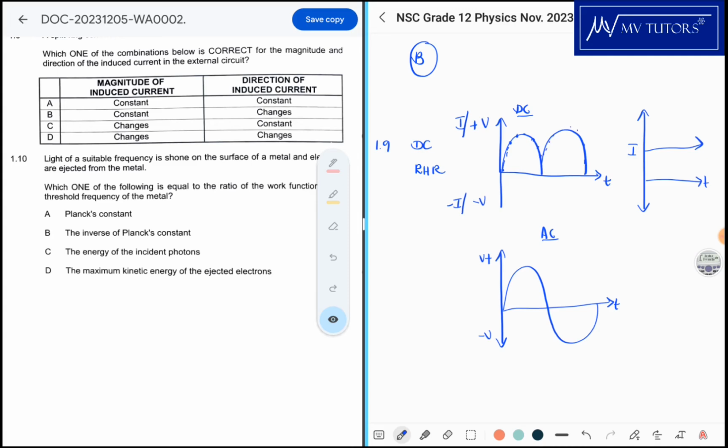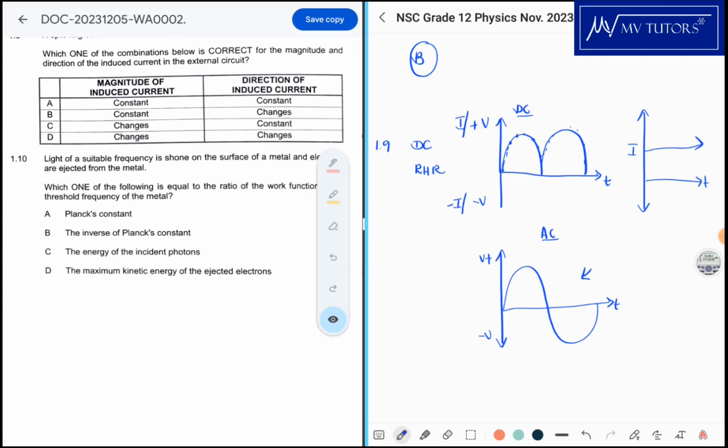Okay, but the direction of the induced current, that one is constant. The one that changes is this, the alternating current. The direction changes for alternating current, but the direction for direct current stays the same.